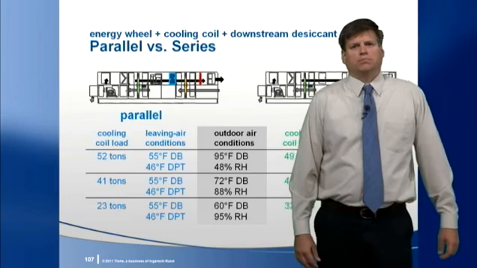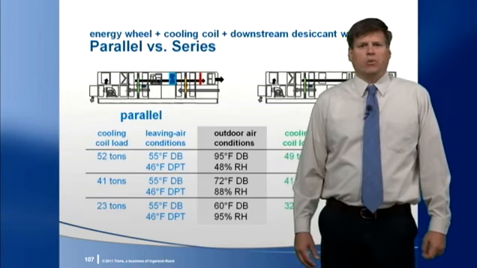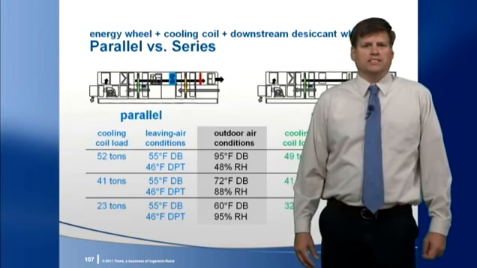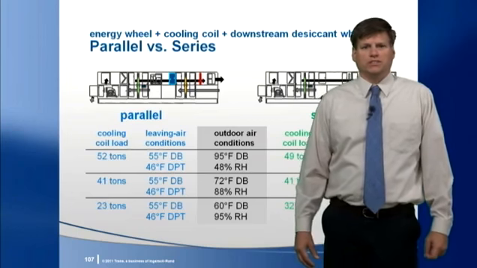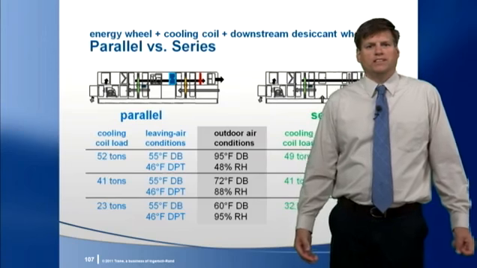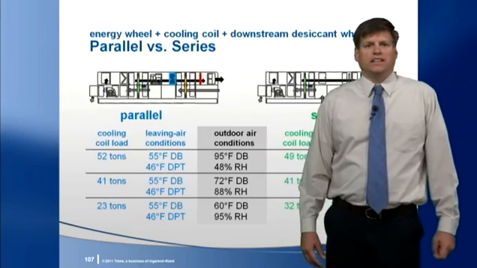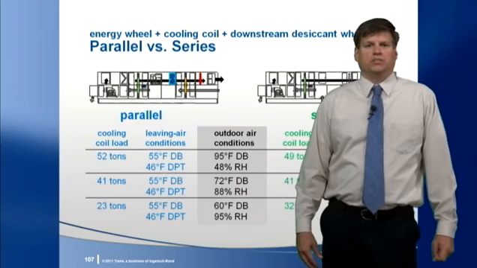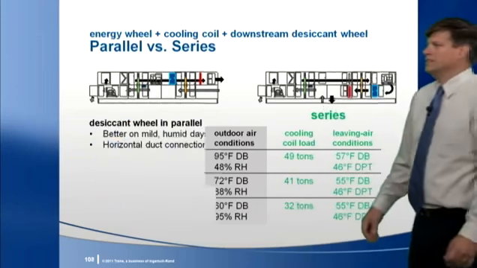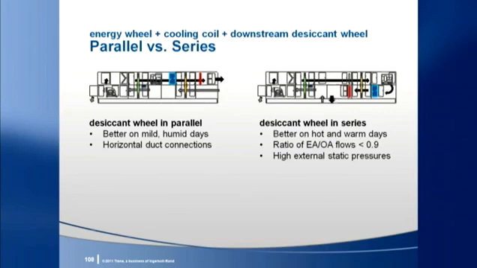However, in most applications, performance on design day and during hot weather is most important, since this is when the load on the cooling equipment is the highest and when efficiencies are lowest. Saving 3 more tons on a day when it's 95 degrees outside may be more beneficial from an energy perspective than saving 9 more tons on a 60-degree day. To summarize, the parallel arrangement for this downstream desiccant wheel will perform better during mild, humid weather, while the series arrangement will perform better during hot and warm weather.